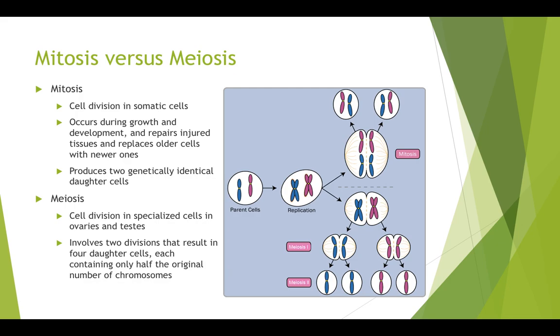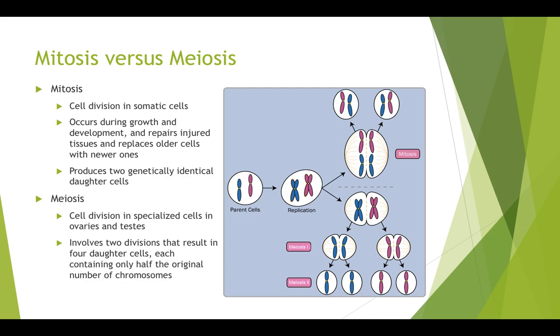The process of mitosis is cell division in somatic cells. The DNA replicates. You get these two homologous chromosomes joined at the centromere. The cell pinches in and cleaves between those two homologous chromosomes, and you end up with two genetically identical daughter cells. Meiosis is slightly different. Meiosis is cell division in specialized cells, critically the ovaries and the testes. These are the cells that produce gametes.